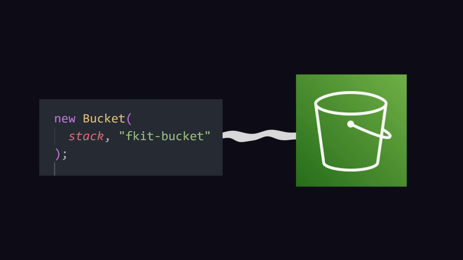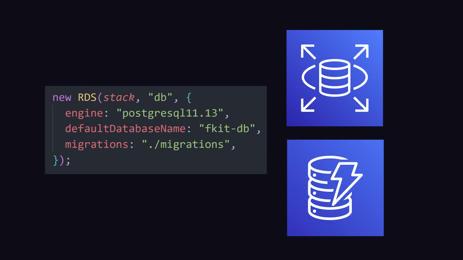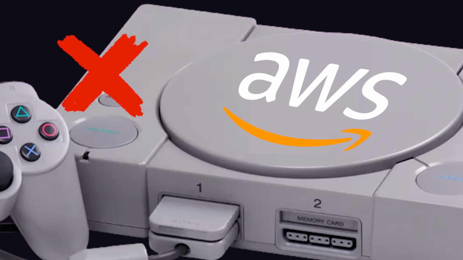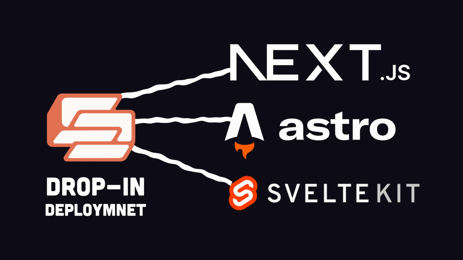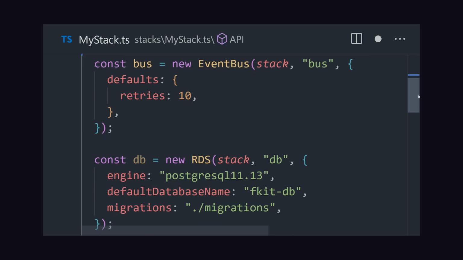making it possible to integrate features like S3 storage buckets, Lambda functions with API Gateway, databases like RDS and DynamoDB, Cognito user authentication, along with many other features without ever touching the AWS console, and it has built-in deployment support for frameworks like Next.js, Astro, and SvelteKit. Once initialized, it provides a variety of simple constructs that represent infrastructure declaratively.